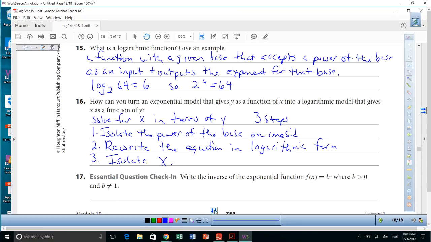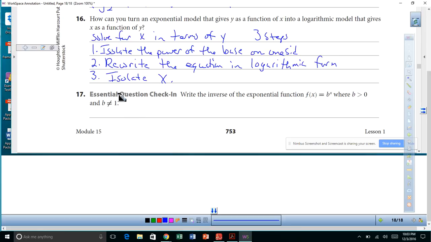Not too shabby. Number 17, write the inverse of the exponential function f of x equals b to the x power, where b is greater than 0 and b is not equal to 1. So the inverse of f of x is f inverse of x equals log base b of x. Not too shabby.